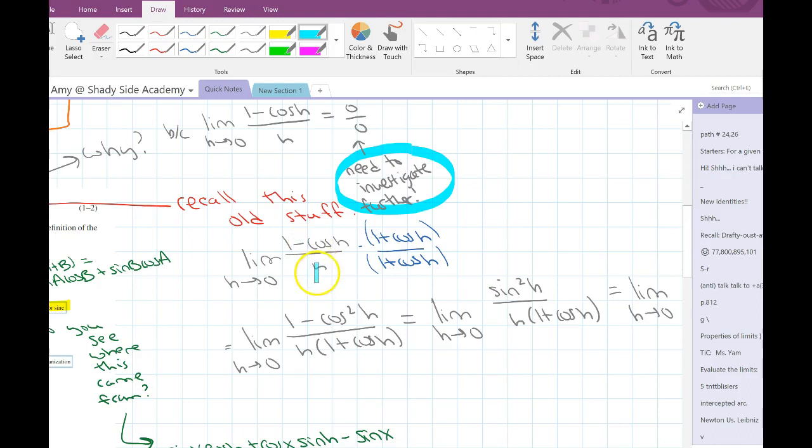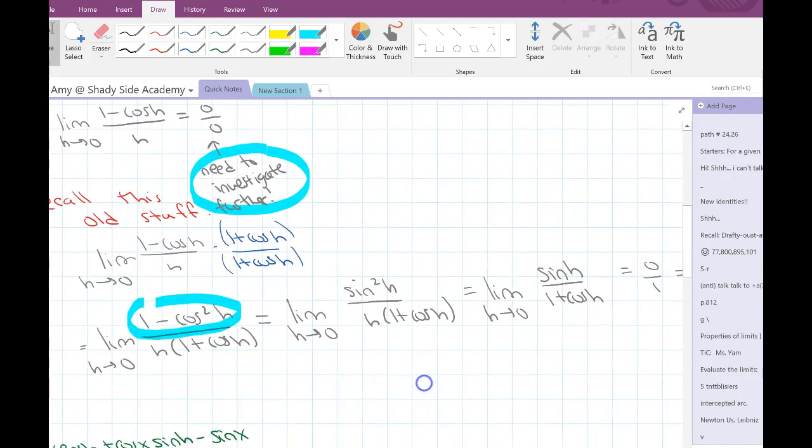I'm going to multiply the numerator and denominator by the conjugate of the numerator. Why? Because, look at the next line. 1 minus cos h times 1 plus cos h becomes 1 minus cos squared h. H times the quantity 1 plus cos h, I'm just going to leave it as h times 1 plus cos h for now. I love this. Why do I love it? Because 1 minus cos squared equals sine squared. Now look at this. As h approaches 0, one of these sine h's over the h will approach 1.